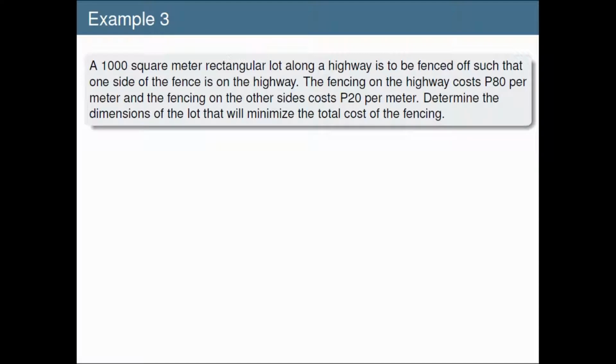We now continue with the lecture on optimization problems. Here is the next example. A 1,000 square meter rectangular lot along a highway is to be fenced off such that one side of the fence is on the highway. The fencing on the highway costs 80 pesos per meter and the fencing on the other sides costs 20 pesos per meter. Determine the dimensions of the lot that will minimize the total cost of the fencing.